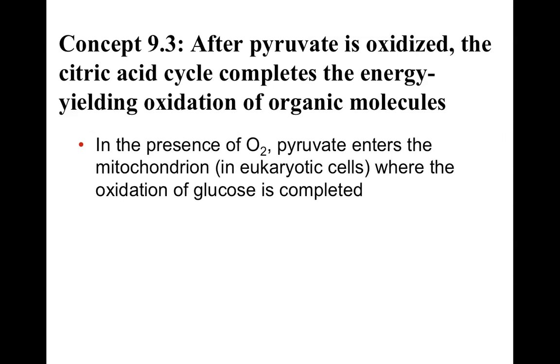So pyruvate gets oxidized. And the next thing that happens is we send it into the mitochondrion, we meaning eukaryotes, where it goes into the next part of the process, which is called the citric acid cycle. Sometimes it's called the Krebs cycle. Sometimes it's called the TCA cycle, or the tricarboxylic acid cycle, which is all very confusing. So I'll just use citric acid cycle or Krebs cycle.